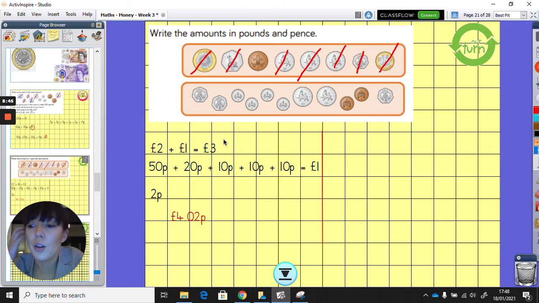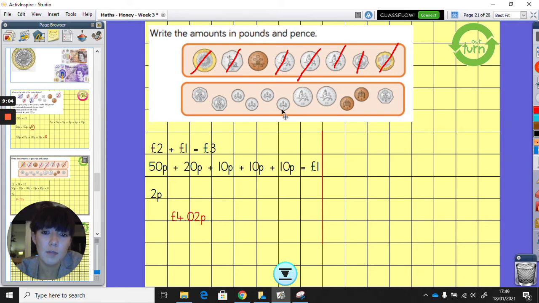We've got to just make 100p. So I'm going to count out the biggest amount first. I think that's the best way to do it. Count out the biggest amount first. So you've got 20, 40, and then you've got 60 there. So it's 60p, 70p, 80p. Okay, so you're on 80p.